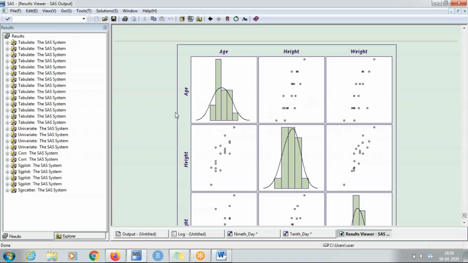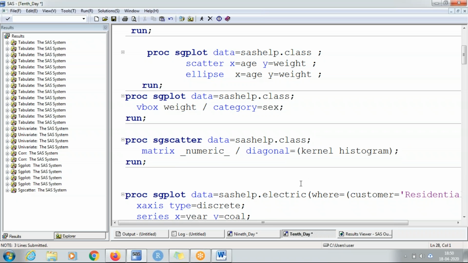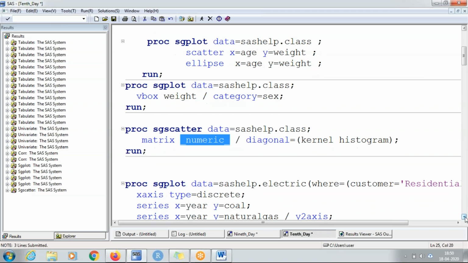This is a scatter plot, right? Between your age and height, age and weight, height and age. We want to plot a matrix of all numeric variables, and the diagonal will be a kernel with histogram, or histogram with kernel.